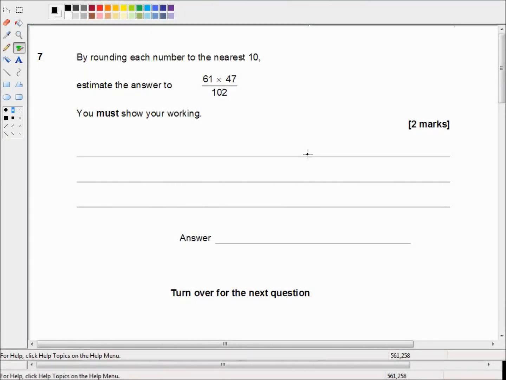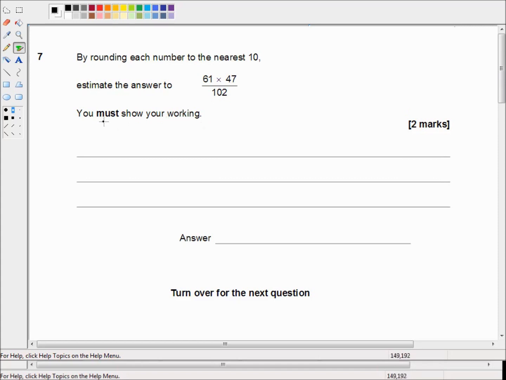In this video we're going to be looking at the May 2017 AQA GCSE 8300 series. That's the first paper in the foundation tier. It's a non-calculator paper and we're picking up in question 7. It says, by rounding each number to the nearest 10, estimate the answer to 61 times 47 divided by 102. You must show your working.